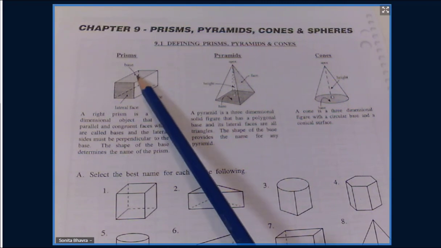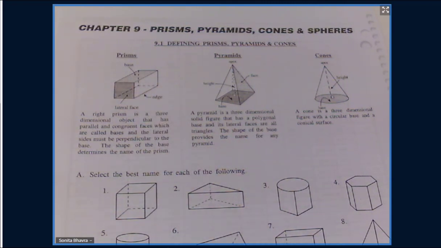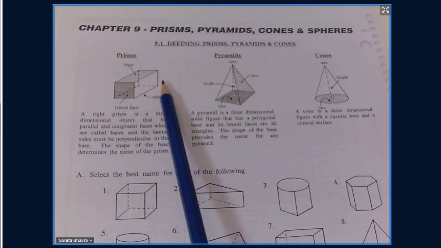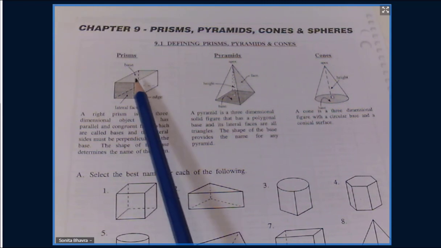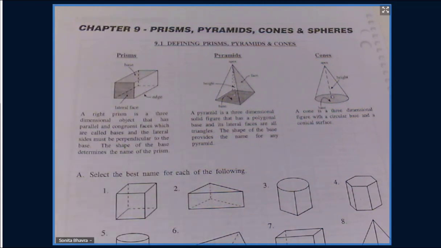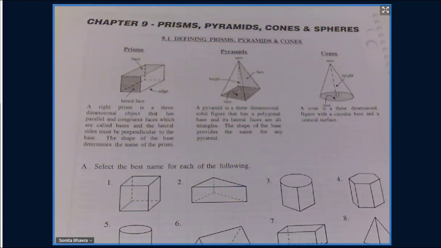Top and bottom of this prism is called the base. All the other sides that this prism has, so like this side here, this side here, those would be the lateral sides. So a prism, any prism, a right prism, it's a 3D object and it's going to have parallel and congruent faces. Those are called the bases and the lateral sides, and they must be perpendicular to the base. So perpendicular meaning they're making 90-degree angles. The shape of the base will determine the name of the prism.